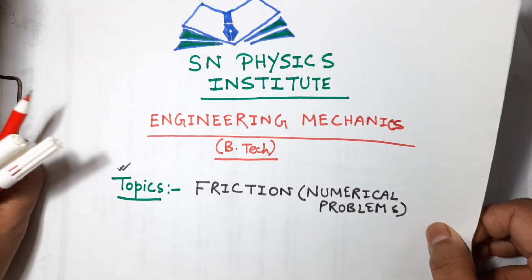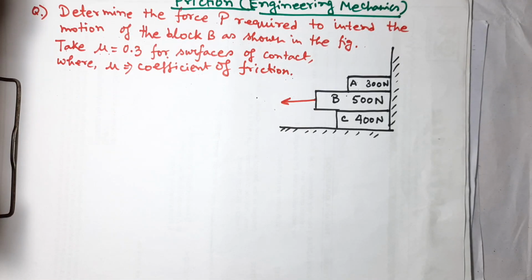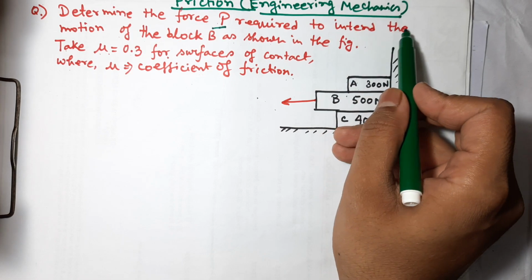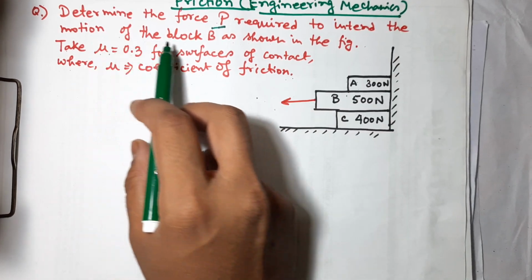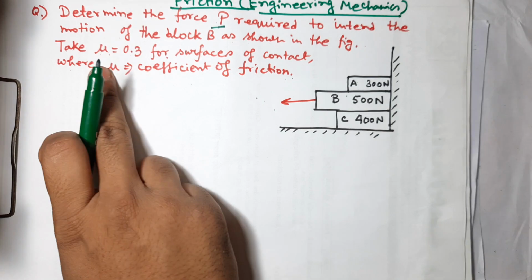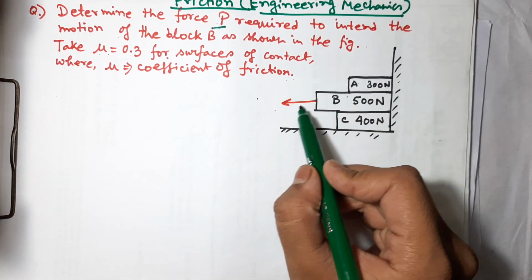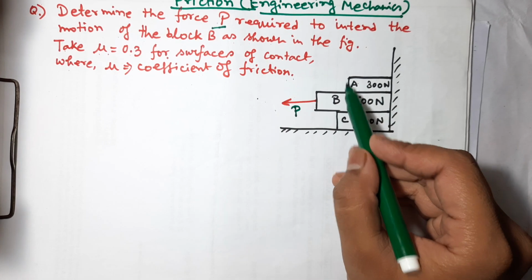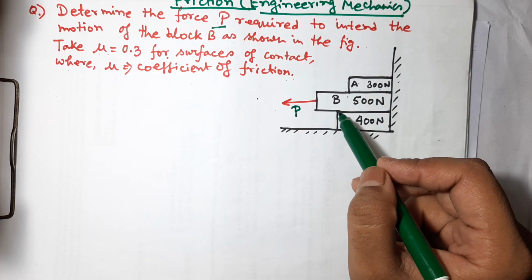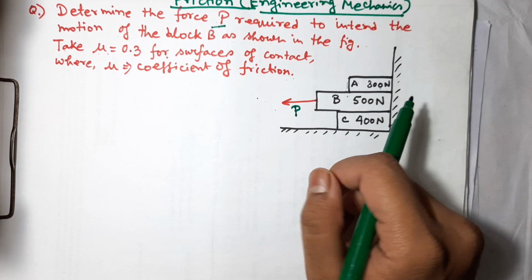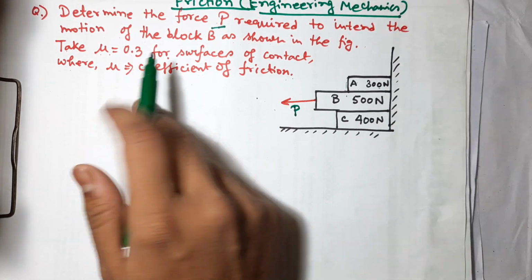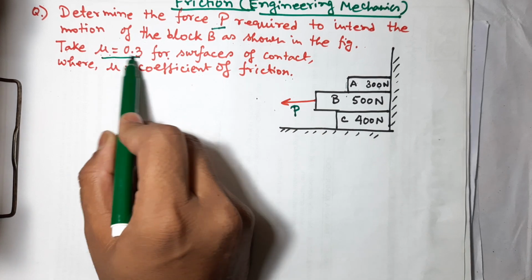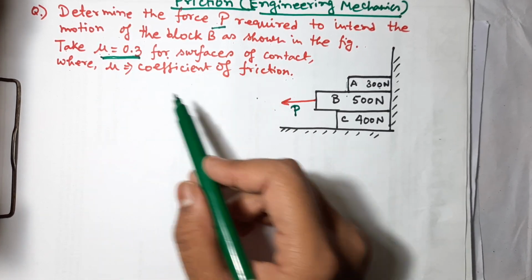Okay, so the next problem is what? Here it is given: determine the force P required to initiate the motion of block B as shown in the figure. So that means a force P is applied in this direction, right? This is block A, block B, and below it block C, right? In the figure, take mu equal to 0.3 for the surfaces in contact.